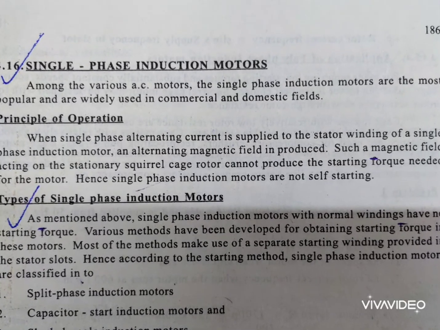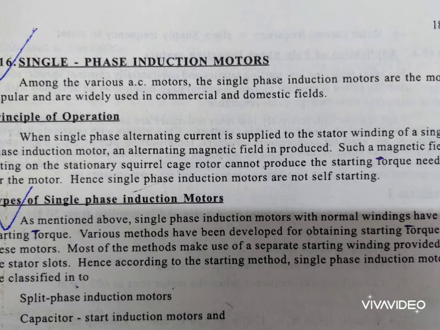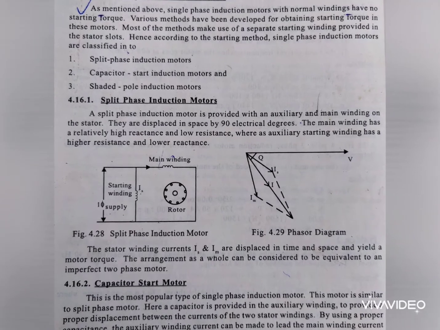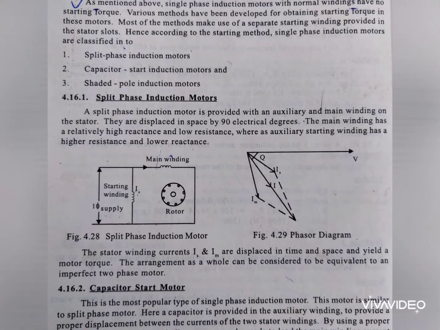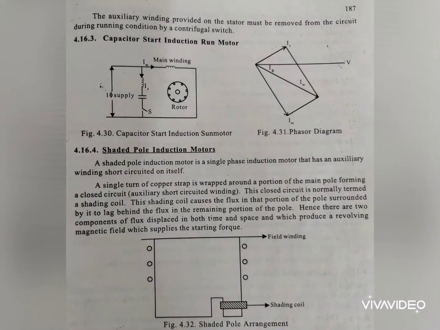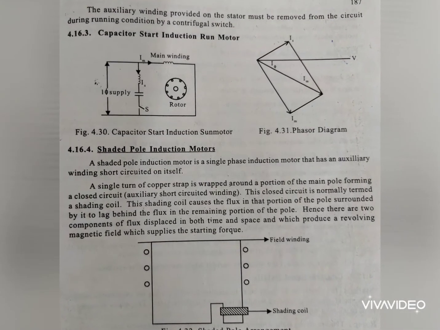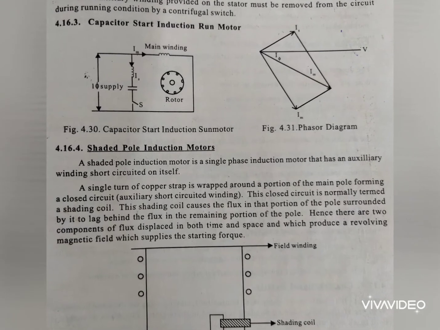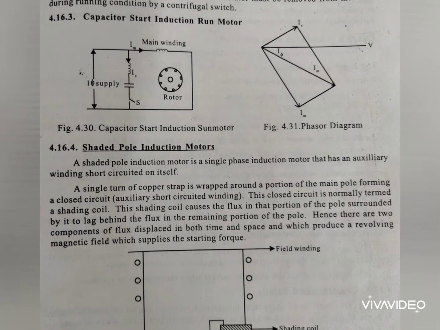Various methods have been developed for obtaining starting torque in these motors. Most of the methods make use of separate starting winding provided in the stator slots. Hence, according to the starting method, single phase induction motors are classified into three: split phase induction motors, capacitor start induction motor, and shaded pole induction motor.